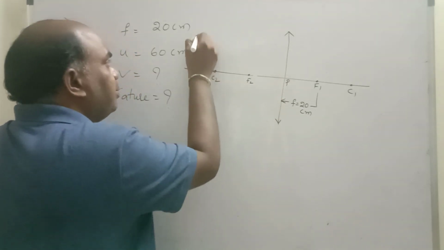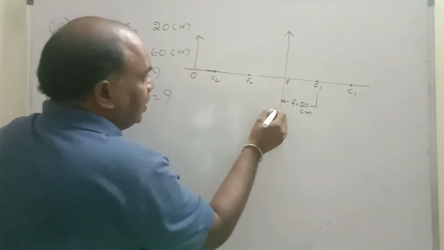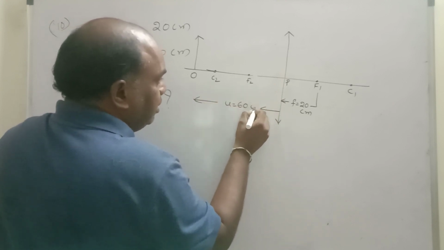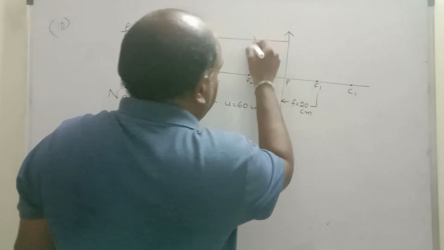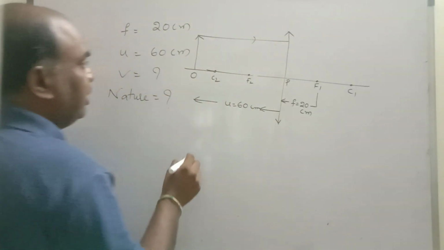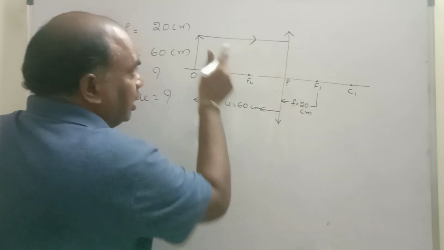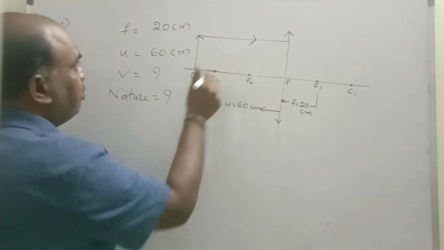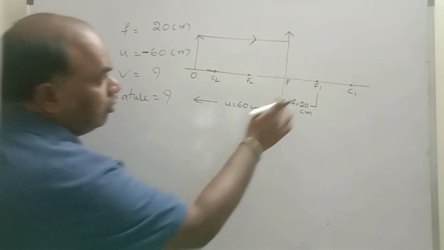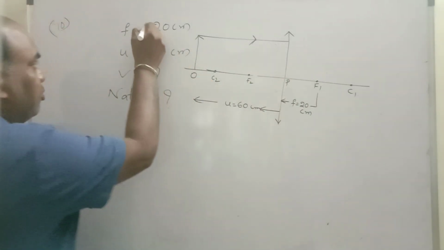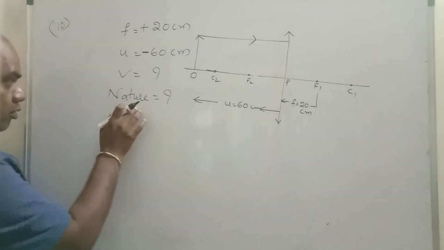That means the object is placed beyond C. That means the object distance will be 60 centimeter. This is the parallel incident ray. Now we will do the sign convention. Measuring from the pole, compare with the parallel incident ray. Both are opposite. U is negative. Focal length: measuring from the pole, compare with the parallel incident ray. Both are in the same direction. Focal length is positive. We have to find the image distance.